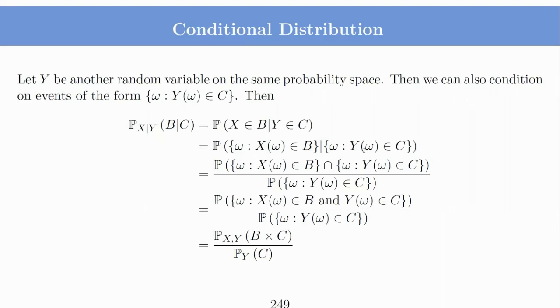Remember, the pre-image changes with respect to the random variable. So if I say the pre-image of B with respect to X, I mean all omega such that X of omega belongs to B. If I say the pre-image of B with respect to Y, I mean all omega such that Y of omega belongs to B. And both can be very different sets. So here the subscript says X given Y, so they have the corresponding relation that X maps to B and Y maps to C.